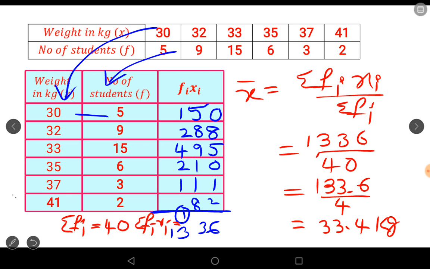This is the method to find the arithmetic mean given ungrouped frequency data. First column, write the first column; second column, write the second column. In the third column, we find fi into xi. In the last line of the table, find sigma fi and sigma fi xi. Next, write the formula: x bar equal to mean equal to sigma fi xi by sigma fi, and substitute the values.